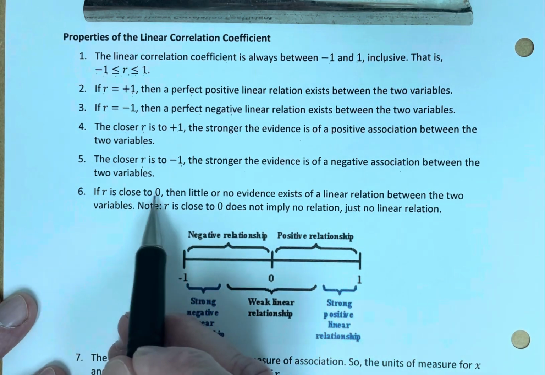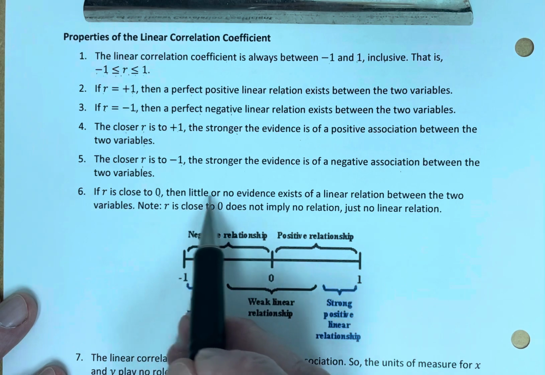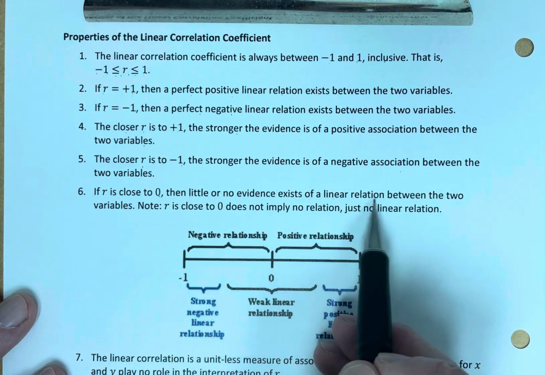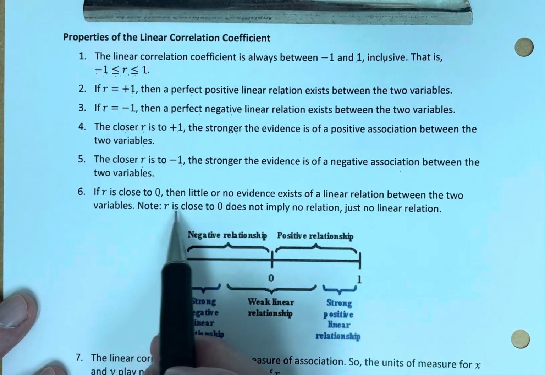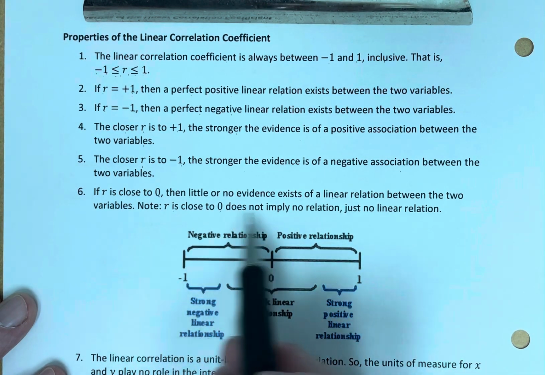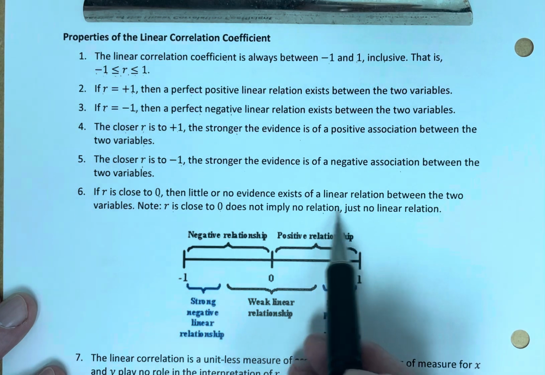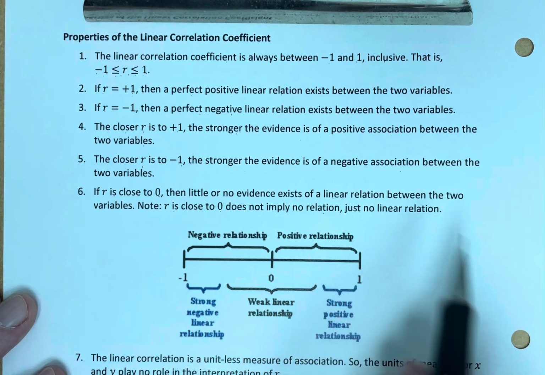If r is in the middle, close to 0, okay, then we have little or no evidence of a linear relation between the two variables. Note, r being close to 0 does not imply no relation, it just implies no linear relation.